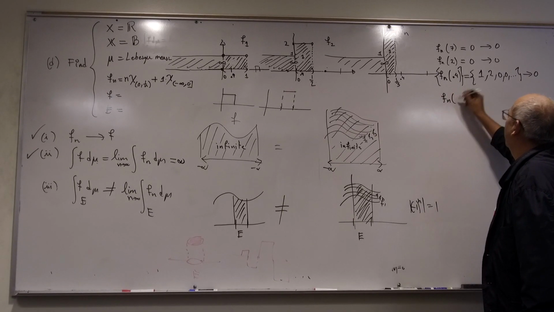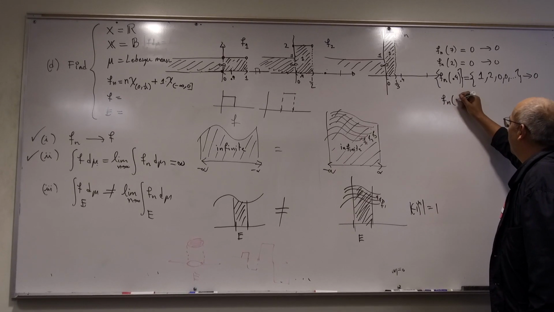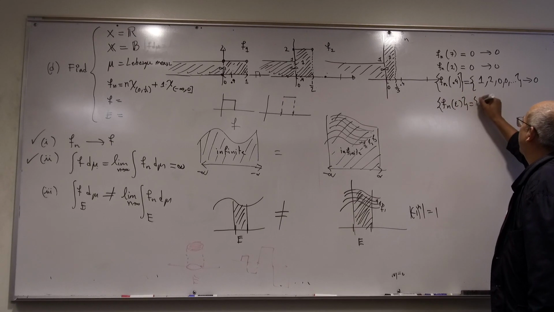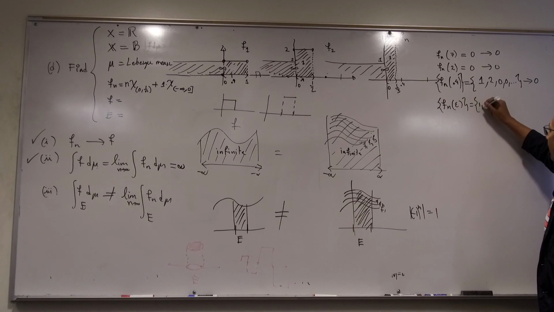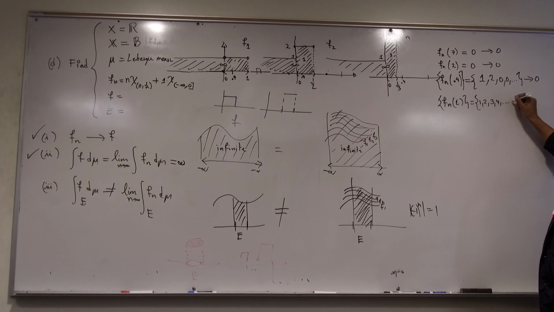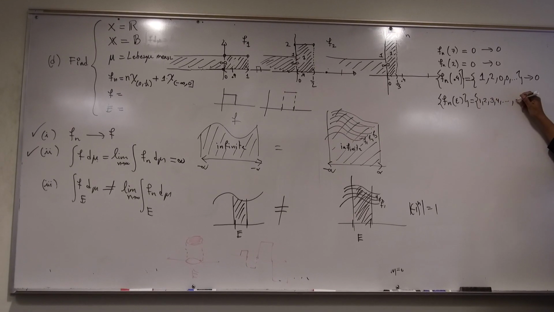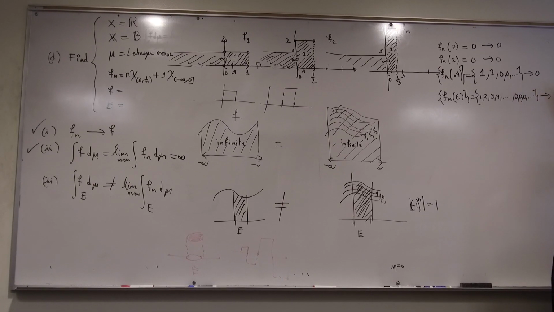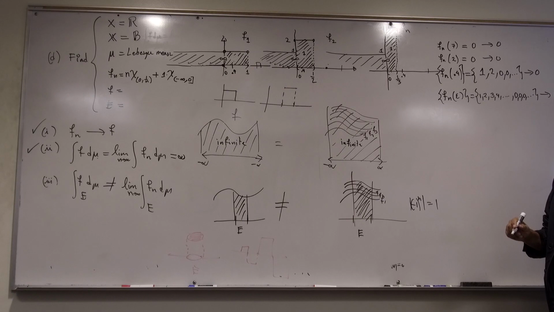Okay, give me another point. Fn of epsilon, positive? I'll tell you what the sequence is going to be. This is going to be 1, 2, 3, 4, and at some point it's going to be 0, 0, 0, 0, so it converges to 0. You guys agree?